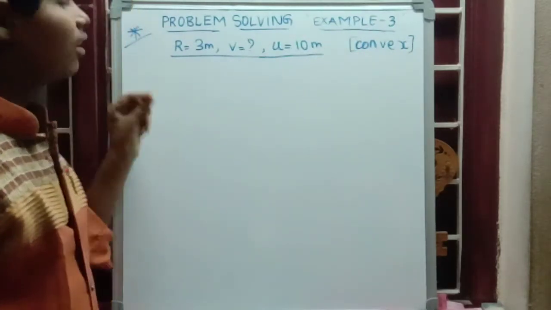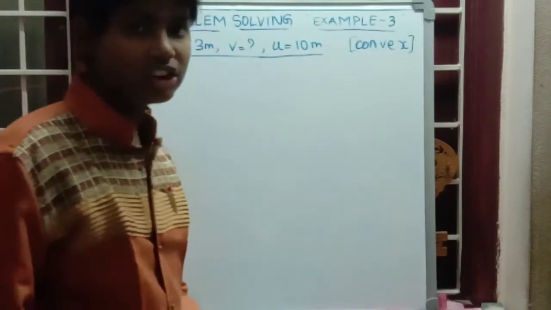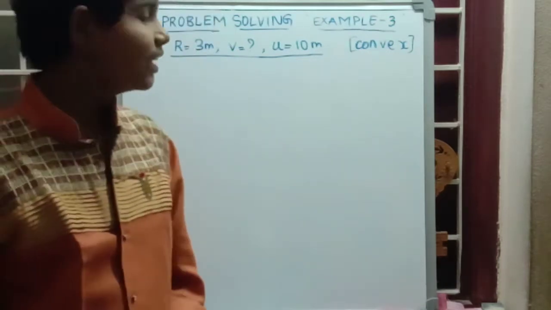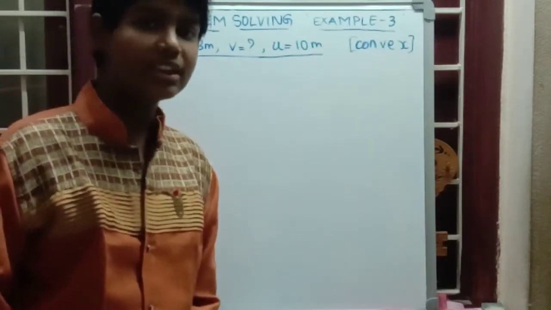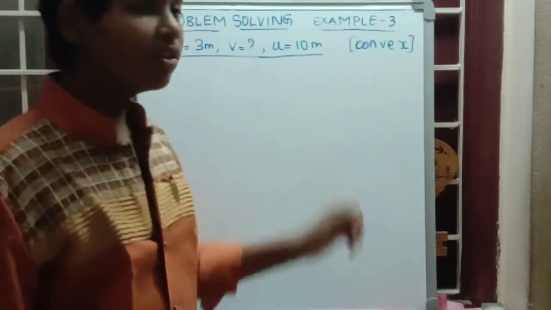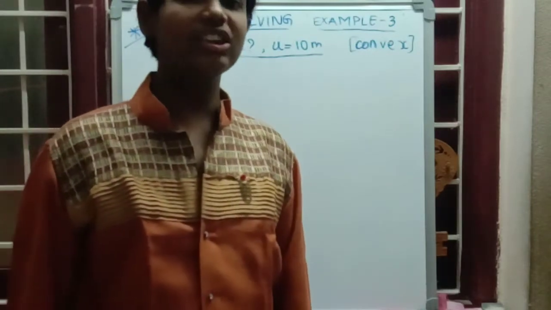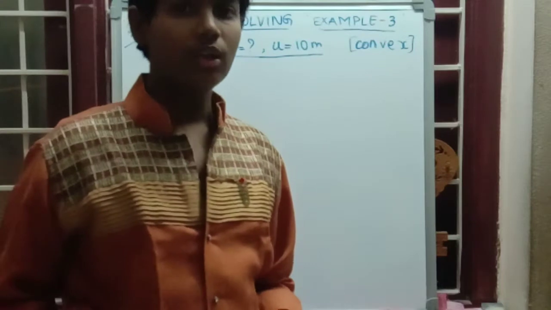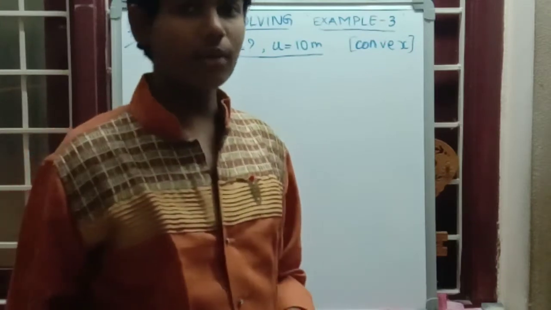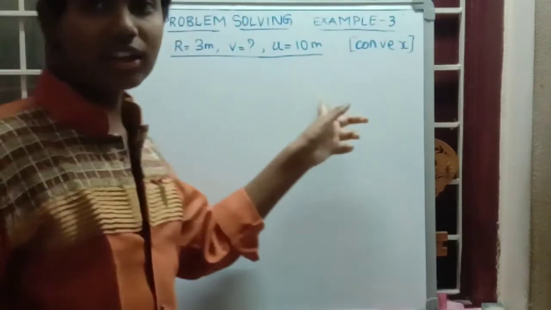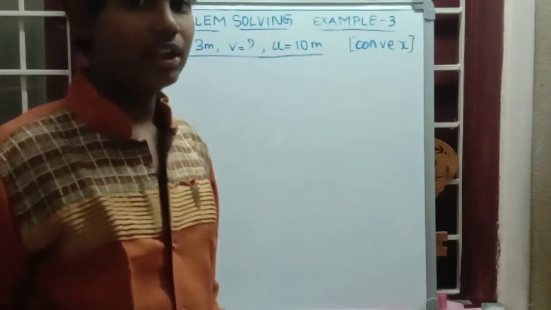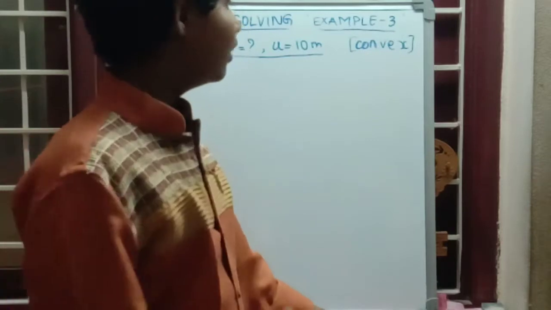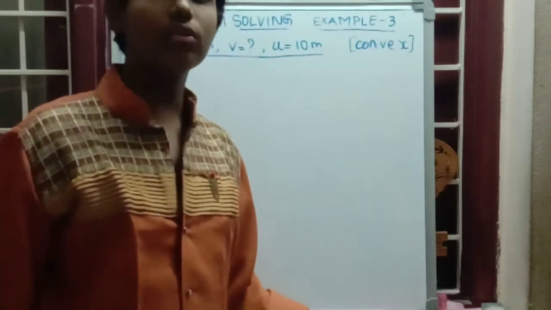Here given R. R means radius of curvature, 3 meter. U, the object distance, is 10 meter. We have to find the V, that means image distance. 1 by F is equals to 1 by V plus 1 by U is the mirror formula. But here F is not there. First we have to find F. Then we have to apply one rule, U is greater than 2F. Next we have to apply sign convention and do the problem.